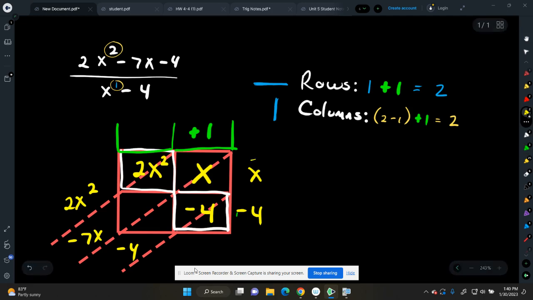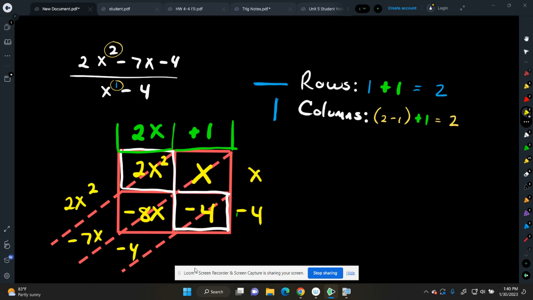Okay. Now let's look at the top left. What do I have to multiply this x by in order to get 2x squared? Yeah, 2x. Okay. So now I have 2x. I'm going to bring it down here. 2x times negative 4 gives me negative 8x.